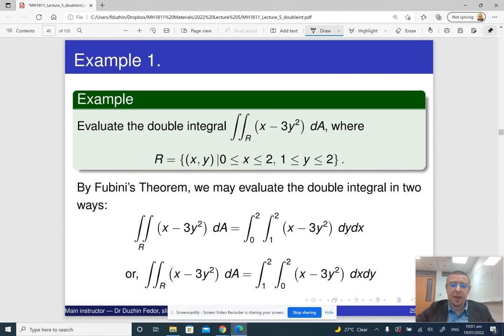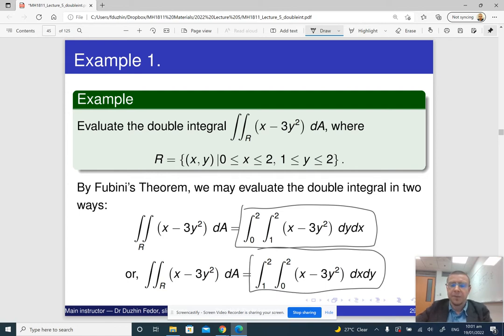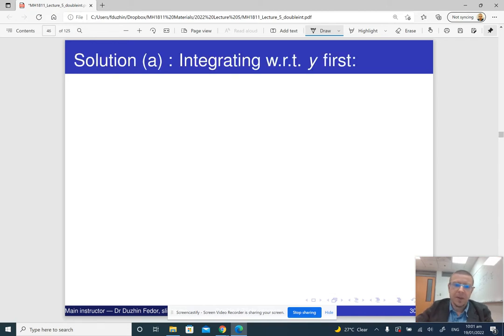Well, alternatively, we can just switch x and y. It's going to be the same thing, right? So dy dx is the integral that I just wrote down. Alternatively, you can rewrite it in the opposite order of integration. So notice that you need to change the order of dx dy, and you also need to change the order of the integral symbols here.